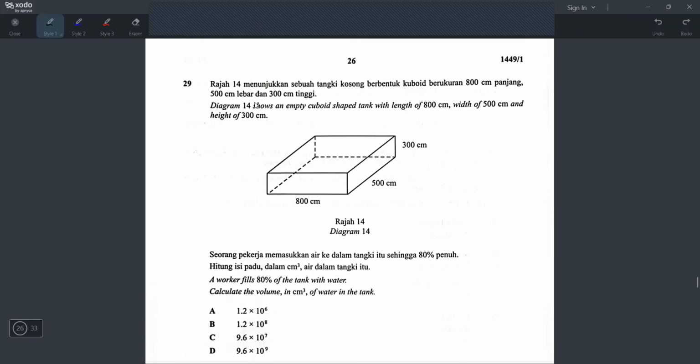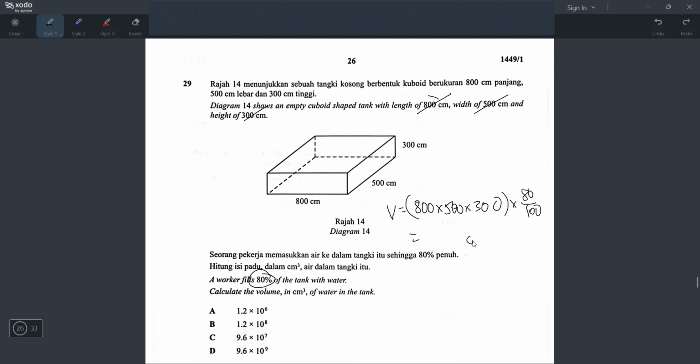Okay, 29, let's go. Diagram 14 shows an empty cuboid tank with a length of 800 cm, width 500, height 300. So length, width, height. A worker fills 80% of the tank with water. Calculate the volume of water in the tank. This is quite easy actually. So to calculate volume, you just take 800 times 500 times 300. But they only fill 80% with water, and I'm finding the volume of water, not the volume of the tank. So I have to multiply with 80%, which is 80 over 100.